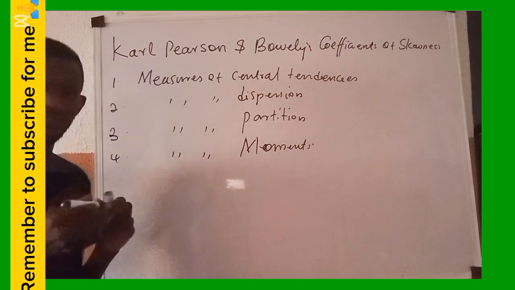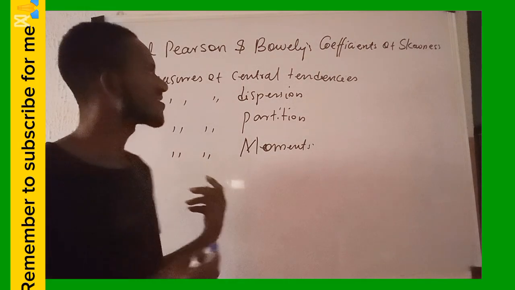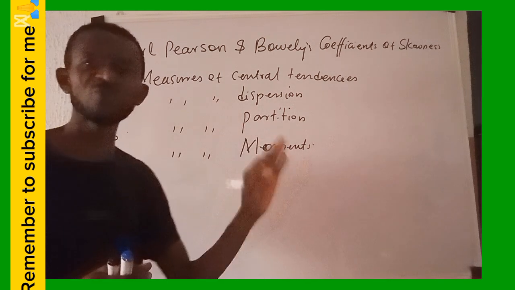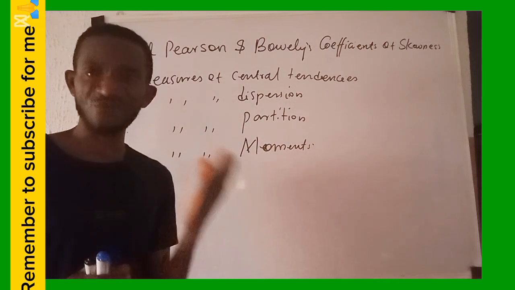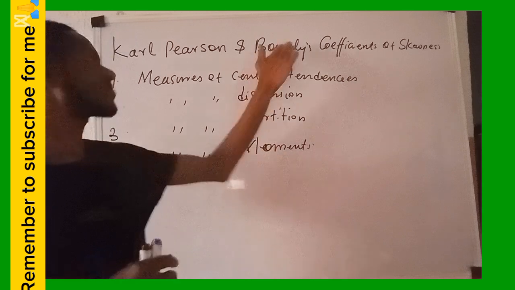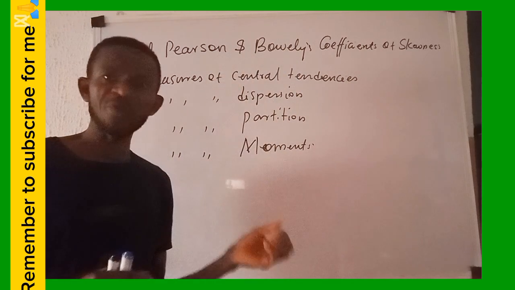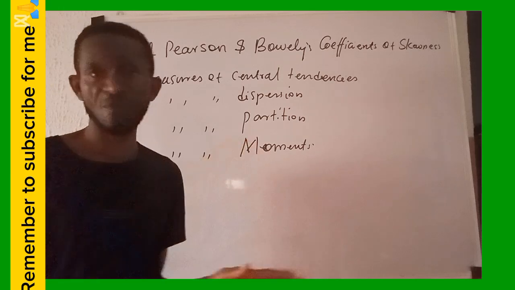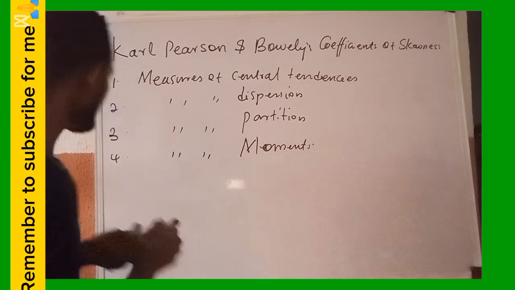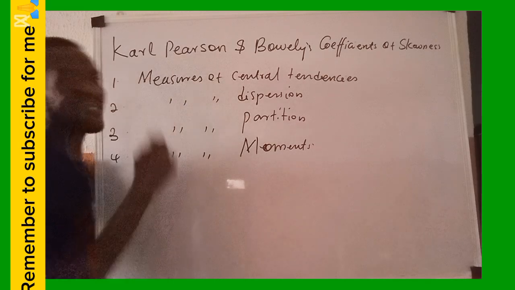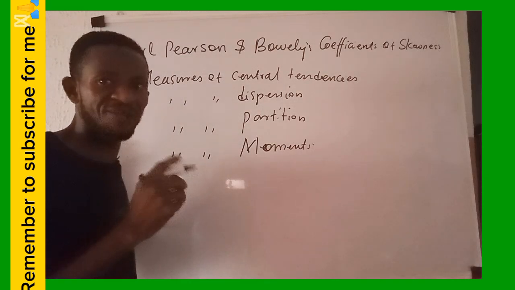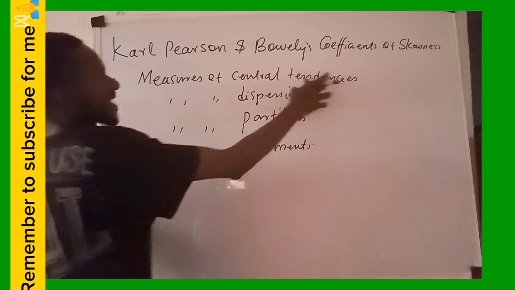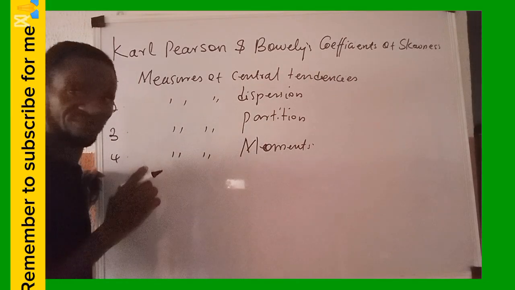So what we're going to do here is, according to Karl Pearson, what measures are we going to use to obtain the measure of skewness, and what is the formula? According to Bowley, what are we going to use to obtain the measure of skewness, and what is the formula? So we begin by, according to Karl Pearson, we are going to make use of the central tendencies and then the dispersion.